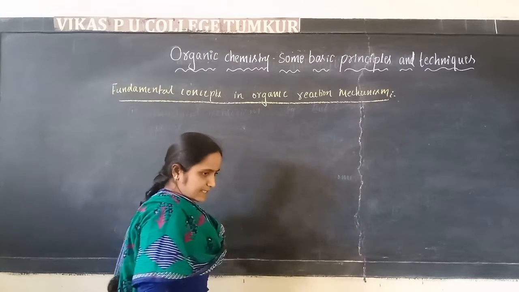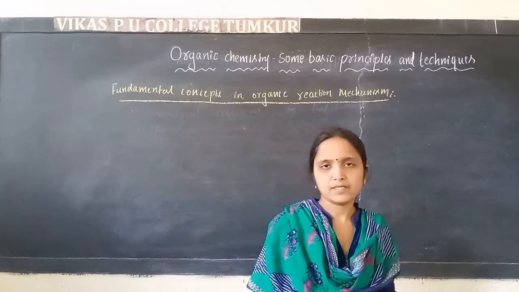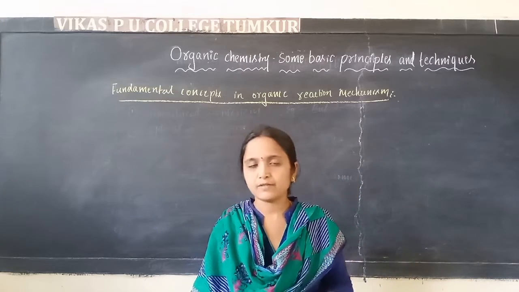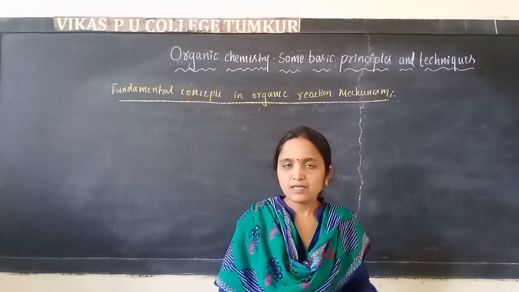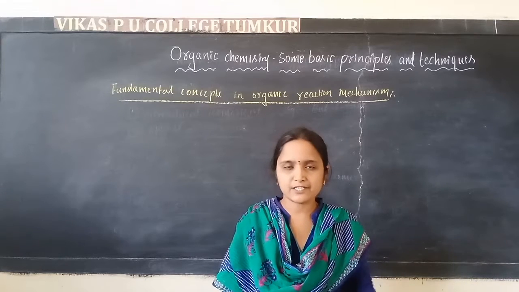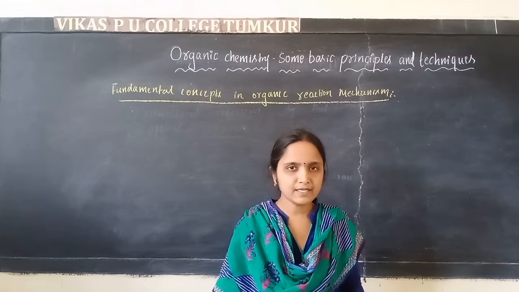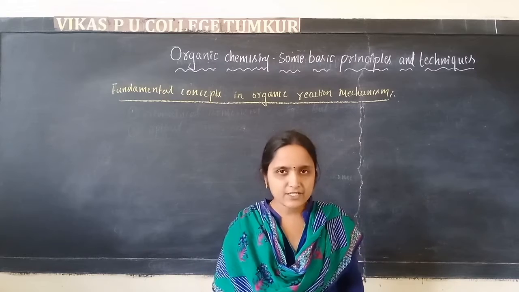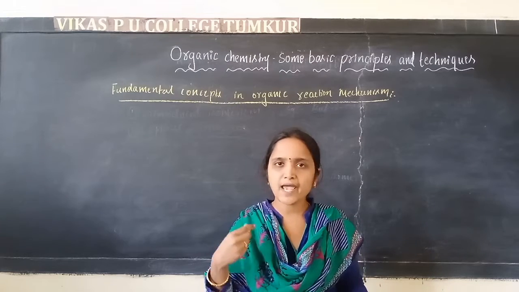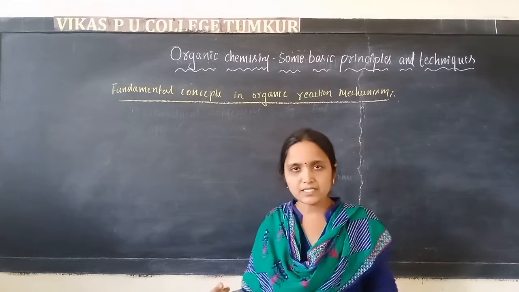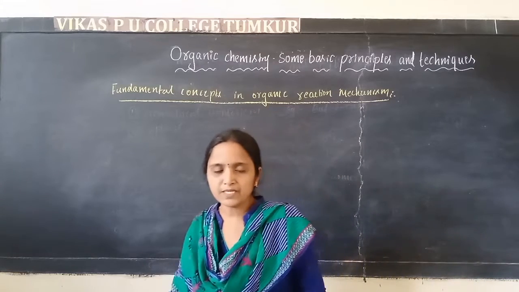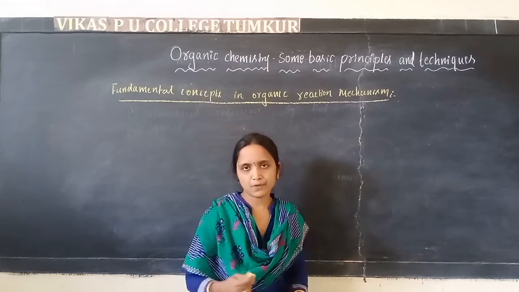A chemical reaction occurs when the reactant reacts with the reagent. When the reactant reacts with the reagent, an intermediate is formed. This intermediate again gives the product.